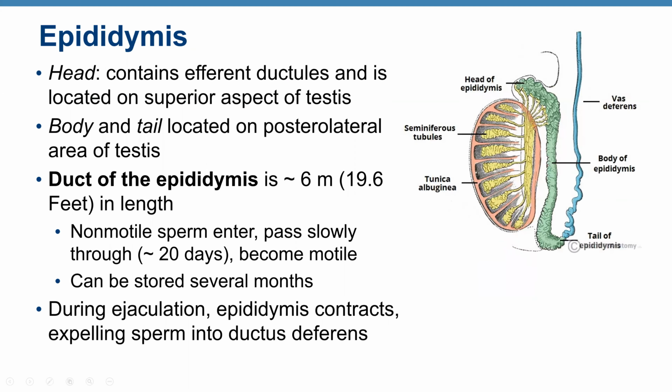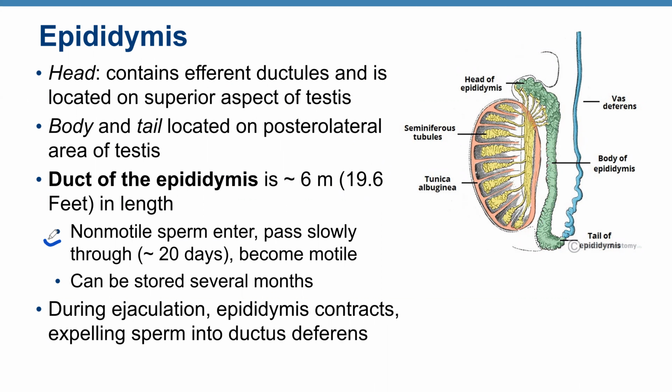So here's the first, the epididymis. It's made of a head that contains efferent ductules and is located on the superior aspect of the testis. So here's the head. And these tubes shown here in yellow, that's our efferent ductules. Then we have the body and tail located on the posterolateral area of the testis. So here's the body and tail of the epididymis. Now, the epididymis is 19.6 feet long, or 6 meters long. That's a really, really long tube.